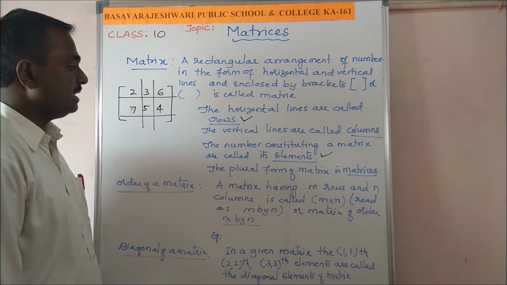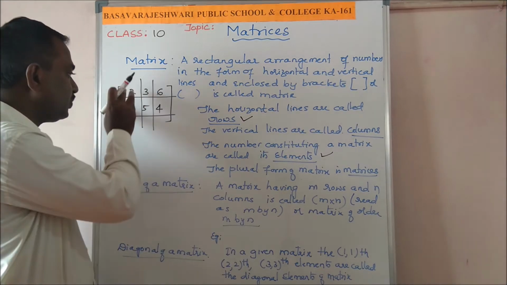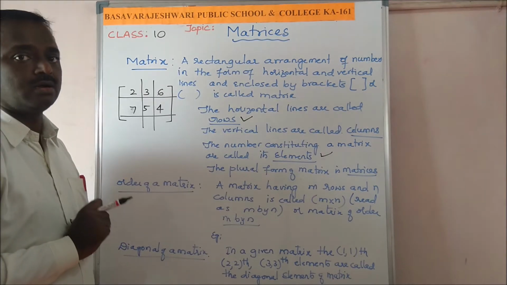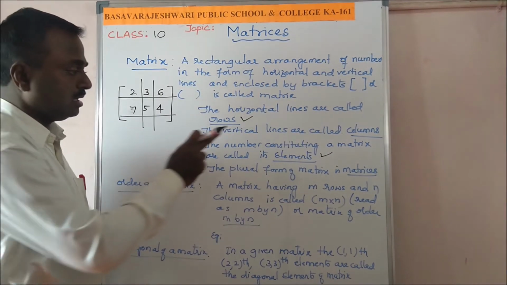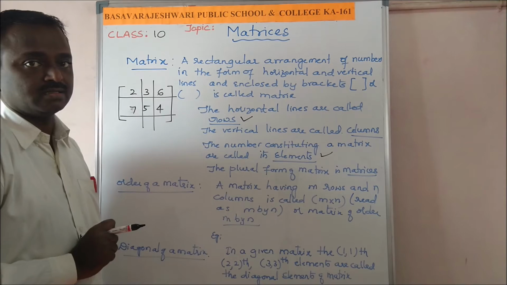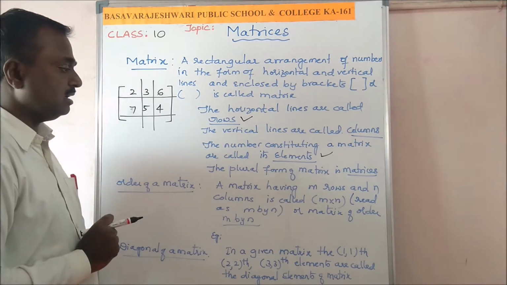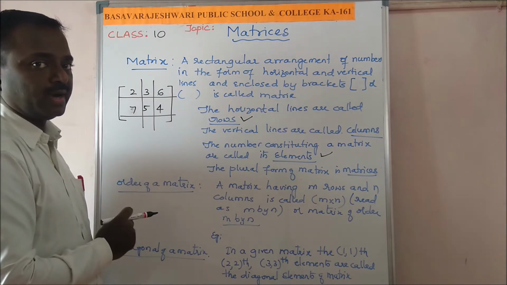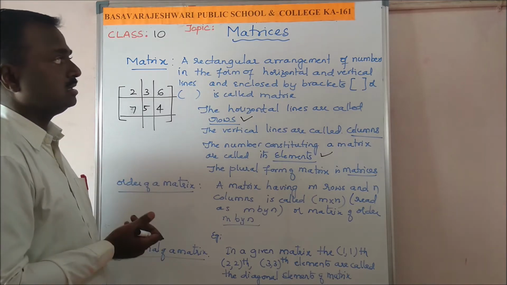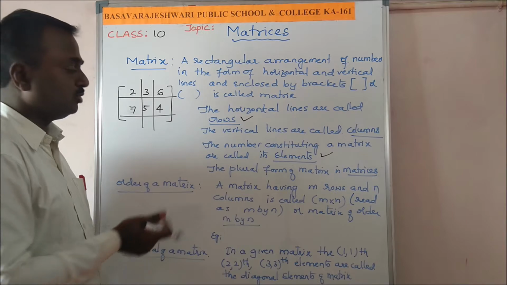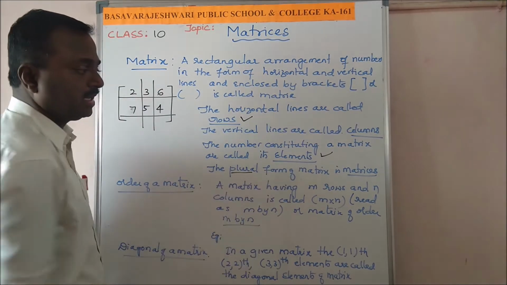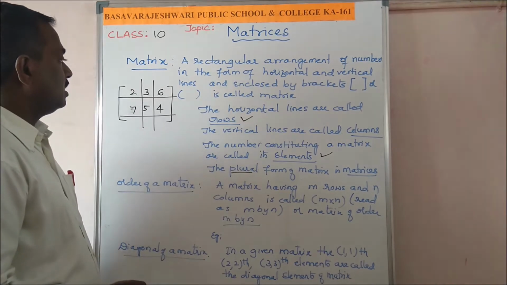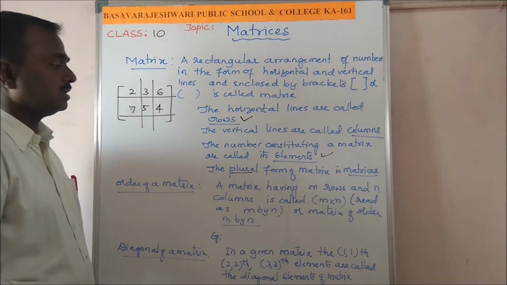So what is meant by elements? The numbers which constitute a matrix are called the elements of the matrix. In plural form, we can call the matrix as matrices. Okay.